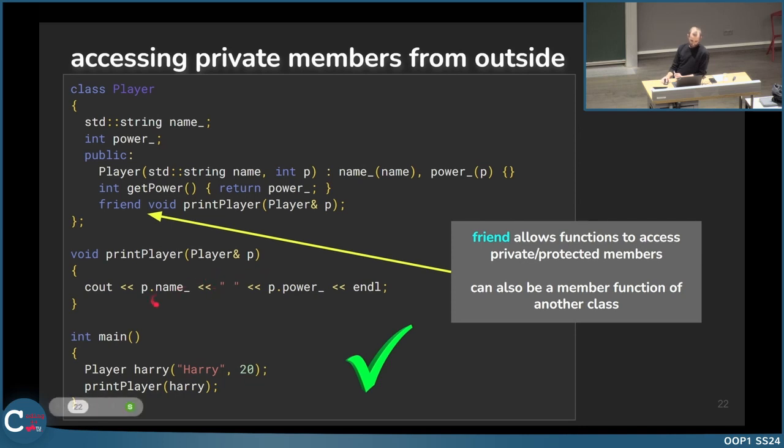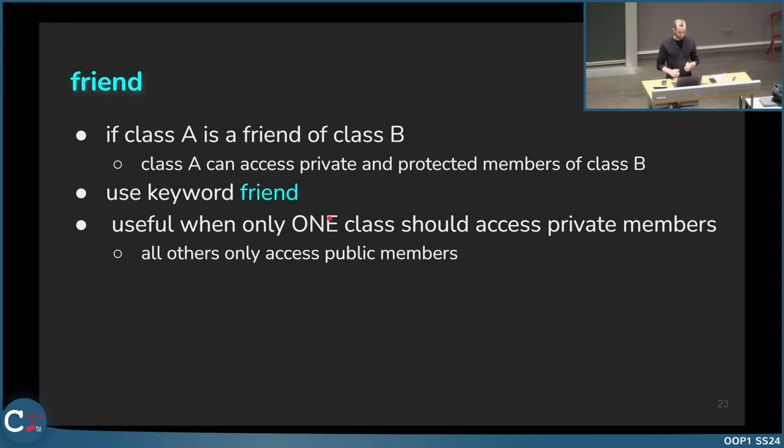So in this case, friendship means you can access the private and protected members. And yes, in this case, this will work. We have to define it like this. We have to write friend and then the whole prototype, so the return value, the name of the function, and all the arguments. So if class A is a friend of class B, it's also possible to have classes and not only functions. Class A can access private and protected members of class B. We use the keyword friend for this.